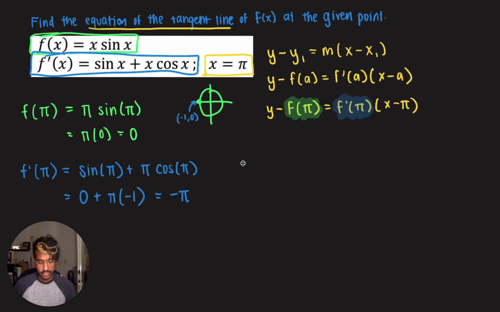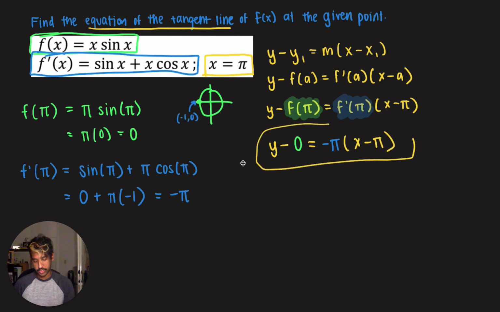We're going to go back and take these values and put them into our equation. y minus f of pi, and we said f of pi was 0. y minus 0 equals f prime of pi, we see as negative pi, equals negative pi times x minus pi. And this right here, this equation, is the equation of the tangent line at the point x equals pi. You could also write it like this, y equals negative pi times x minus pi, because y minus 0 is just y, but it's up to you. If you write y minus 0, that's fine. Excellent work.